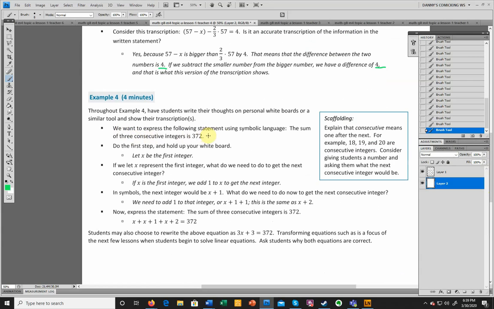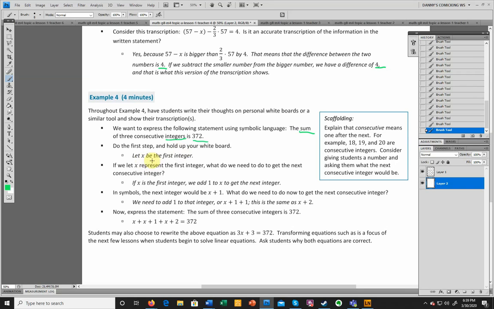Okay, example 4. We want to express the following statement using symbolic language. The sum, remember sum means the answer that you get when you add, of 3 consecutive integers, or numbers basically, is 372. Do the first step.